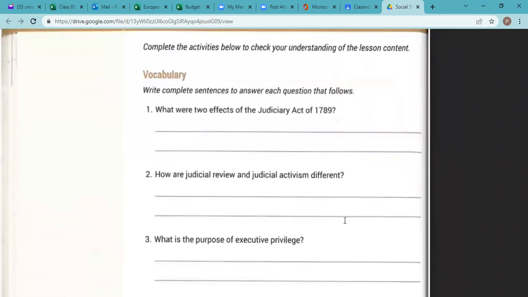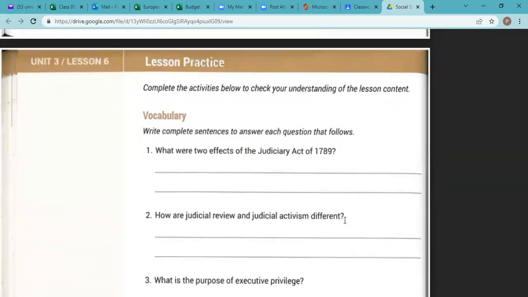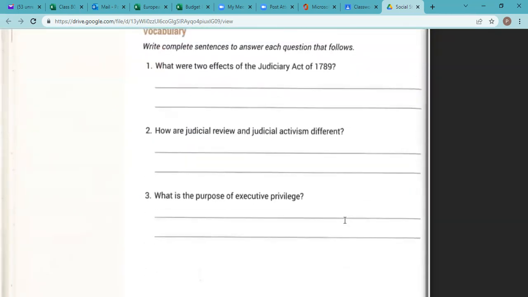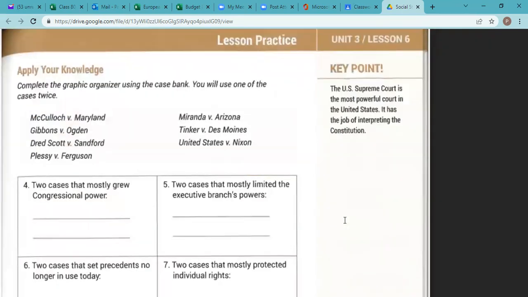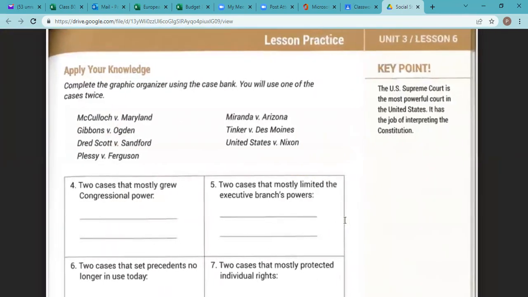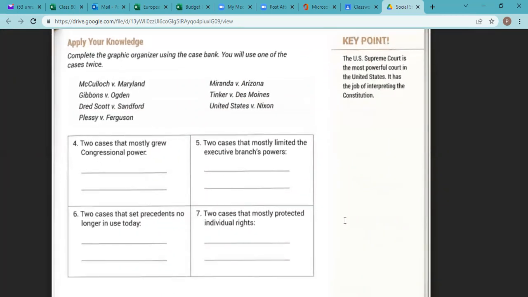All right. So we have vocabulary, and this is Unit 3, Lesson 6, vocabulary. Number 1 is asking what were 2 effects of the Judiciary Act of 1789. 2, how are judicial review and judicial activism different? And 3, what is the purpose of executive privilege? All right. And then one more page of questions here. And it looks like it's going to be fill in the blank.